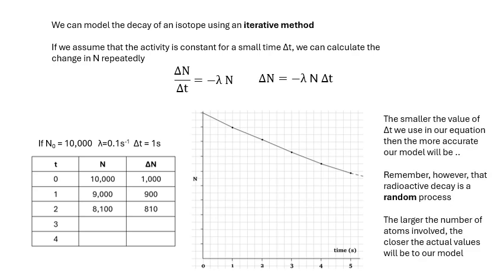Now, the smaller the value of delta t we use, the more accurate our model will be, because of this assumption that we're assuming it's constant for delta t. Remember again that radioactive decay is random, yes? So in real life, we're not going to get a lovely smooth graph. And then the larger the number of atoms involved, the closer the actual values will be to our mathematical model.